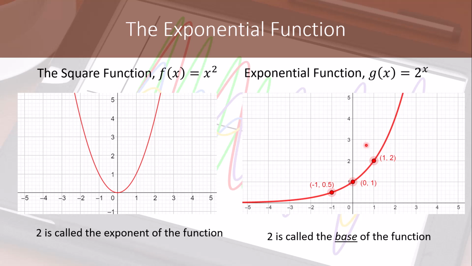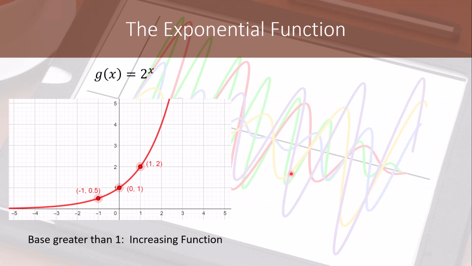A couple of things that you will notice is that this particular function is always going up. It's always increasing. And also, every different value of x will produce a different output of the function, unlike the square function where -1 and 1 would produce the exact same value. This is not a one-to-one function. This is a one-to-one function. And then finally, this number, 2, or whatever this number happens to be, is called the base of the function. And yes, the x is called the exponent of the function.